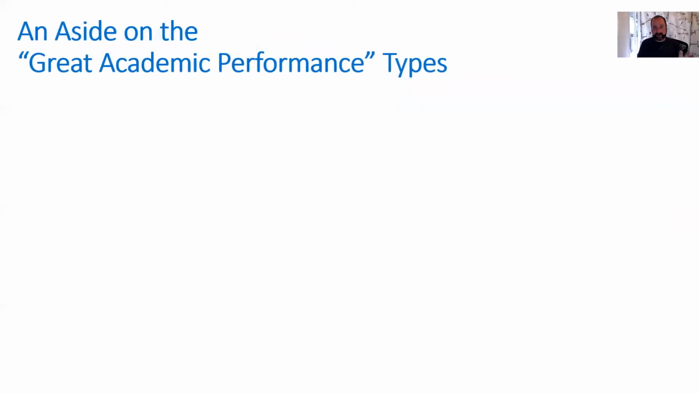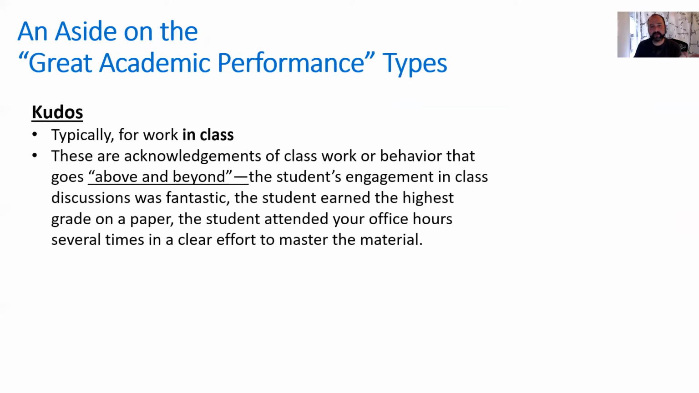As an aside on these great academic performance types, I want to differentiate those two. We have a kudos alert reason, and that's mainly for work that happens in your class, right? They're doing a great job. They're going above and beyond. They're engaging in discussions. They're earning the highest grade on a paper or an exam. You see them working hard, attending lots of office hours that week to master the material. That might be a great time to say, you know what, I want to let advising know and have this go on the student's record if they're really putting the effort in, right?